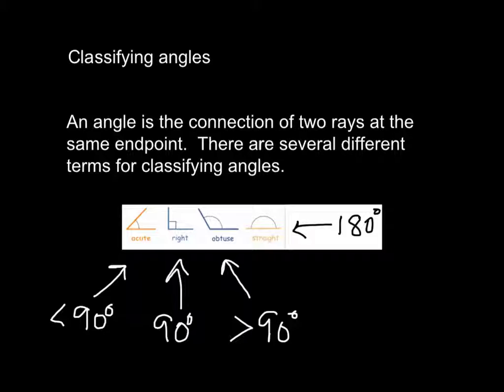An angle is formed by connecting two rays at an endpoint, and that endpoint here, this is called the vertex.